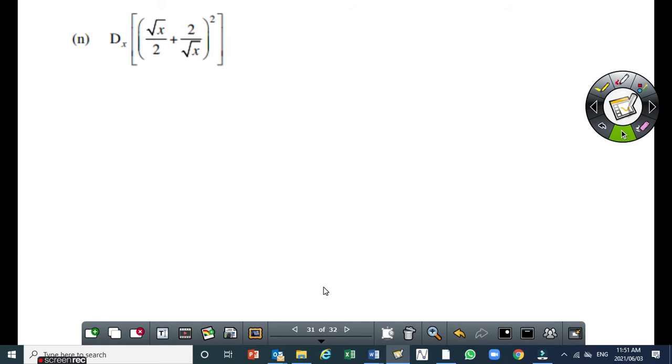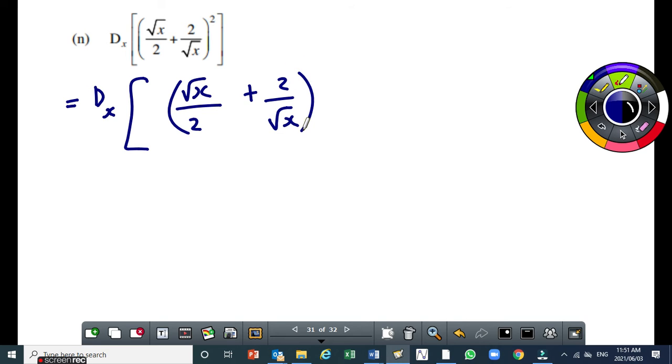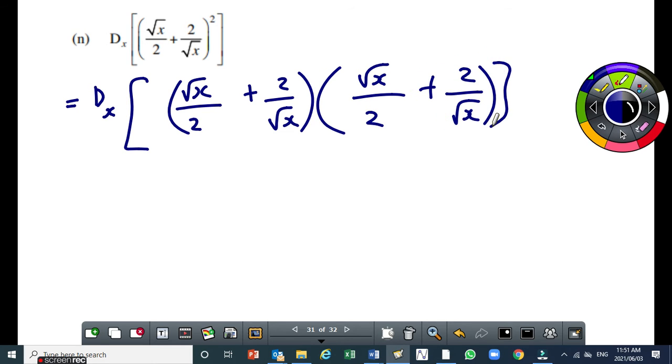Alright, so the first thing that we have to do there, remove the circular brackets. Also remove the division lines, remove the square root. So this will be d of x of, now we just multiply the square root of x over 2 plus 2 over the square root of x. We multiply that by the square root of x over 2 plus 2 over the square root of x, and then you close the bracket.